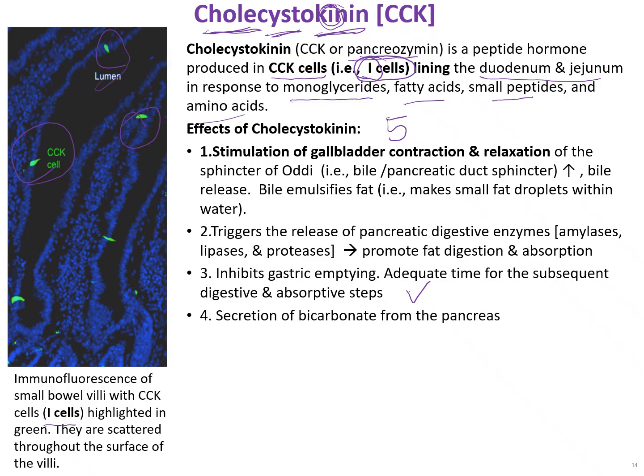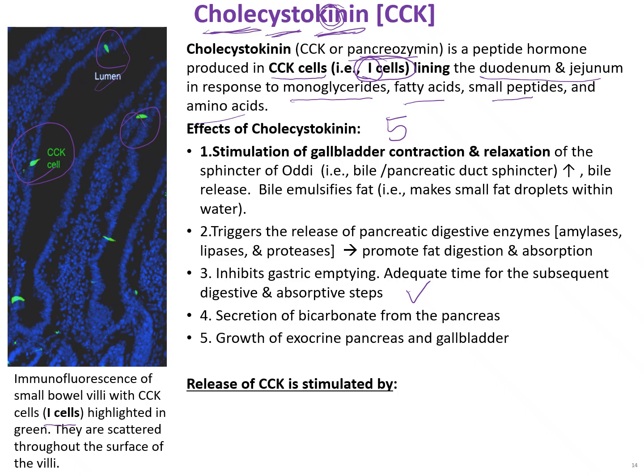Secretion of bicarbonate from the pancreas is another important function of cholecystokinin, because we know that the chyme is very acidic. It should be alkalized to enhance pancreatic enzyme function, right? So secretion of bicarbonate, and the growth of the exocrine pancreas and gallbladder. Okay, so those are the five important functions of cholecystokinin. You must remember them. All right.